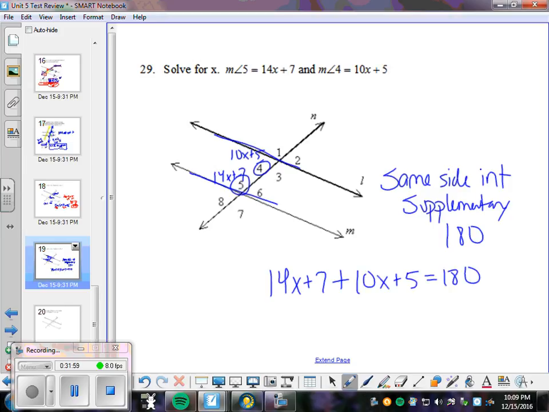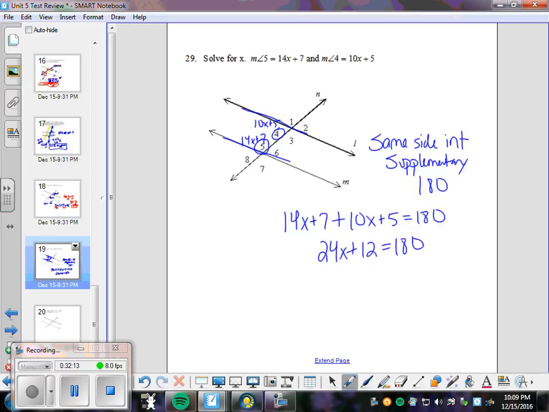Be careful here because lots of people will try to set them equal. They are not equal, they are supplementary. They add up to 180. So 14 and 10 is 24x plus 12. You're going to subtract 12. 168. Divide 168 by 24.